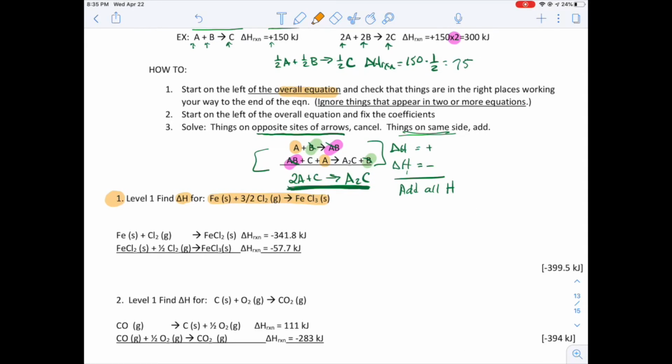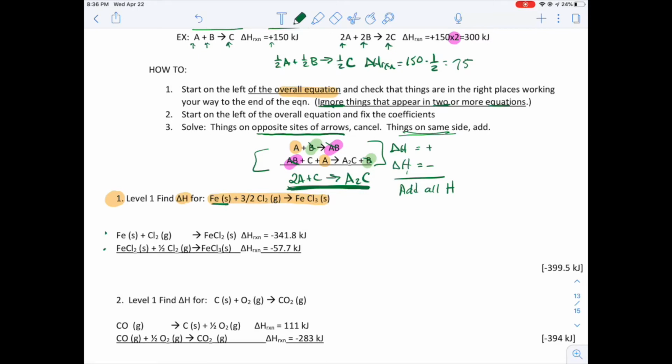So you're going to be given an overall equation. You're going to start on the left side and check that things in the lower reactions are in the right places. So these are the two lower reactions. We're going to just see if things are in the right places. You're going to work your way to the end, but ignore things that appear in 2 or more equations. So let me show you what I mean.